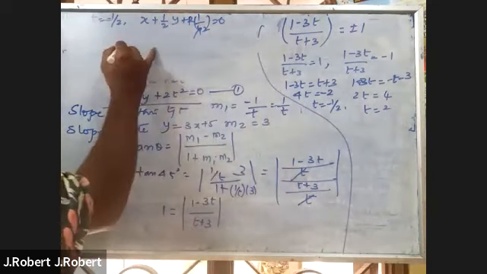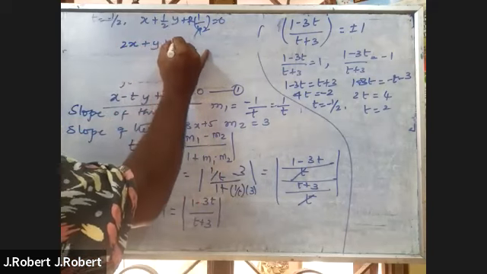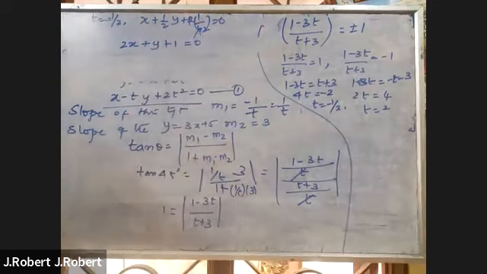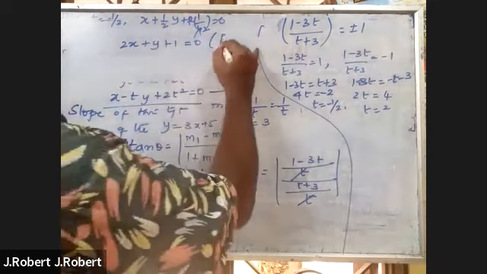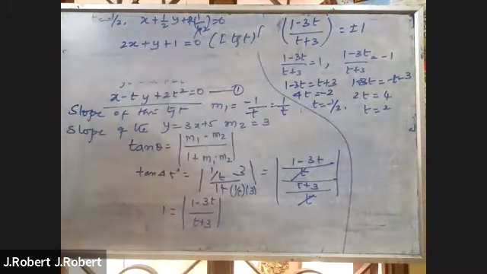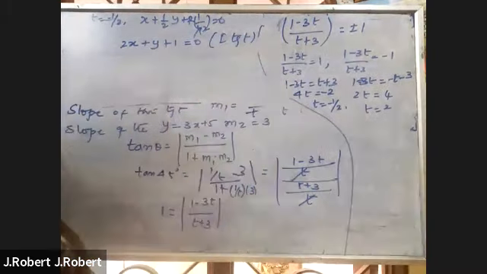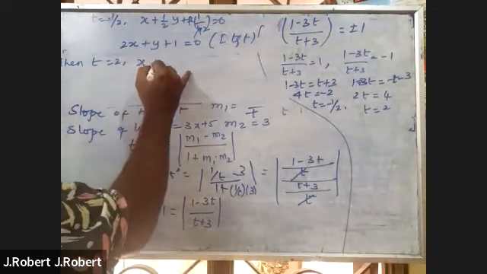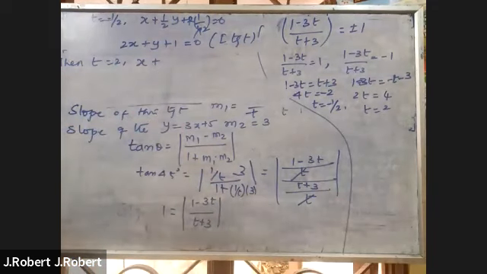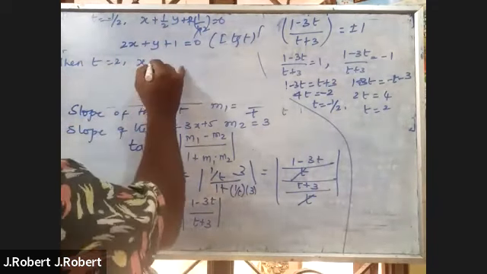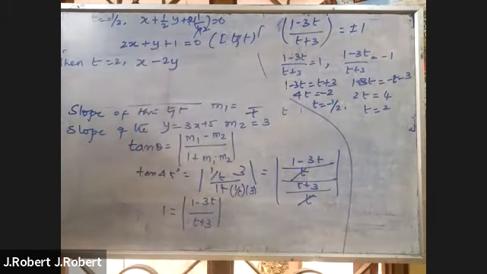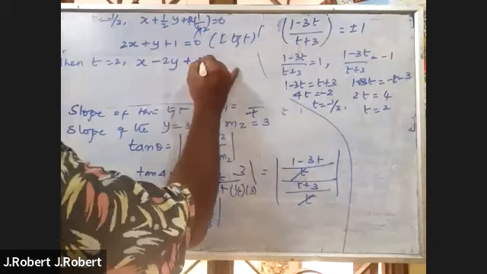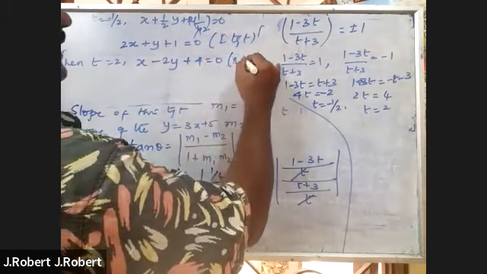Take LCM: 2x plus y plus 1 equal to 0. This is the first equation, when t equals minus 1 by 2. Now find the second tangent, that is, when t equals 2. Substitute here: x minus ty, with t equal to 2, gives x minus 2y, plus 2t squared, plus 4 equal to 0. So this is called the second tangent.